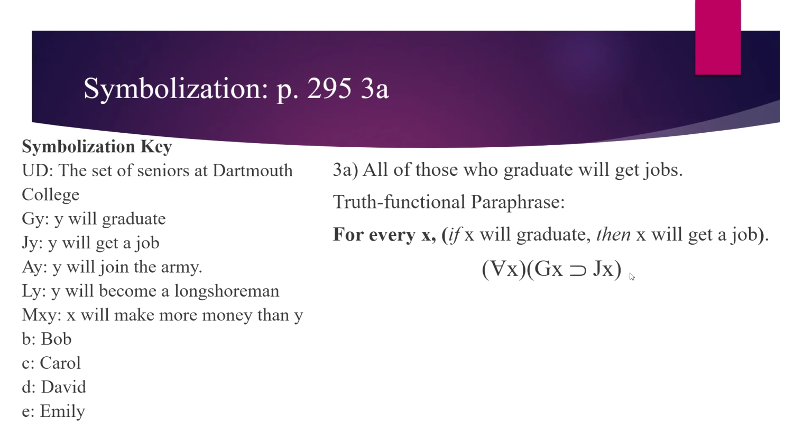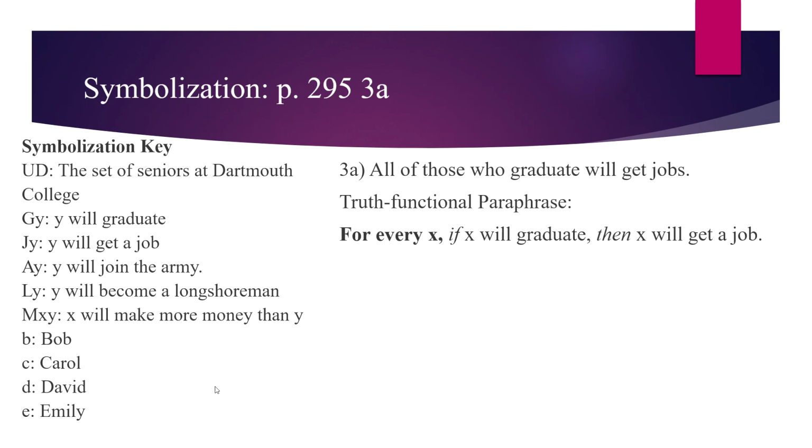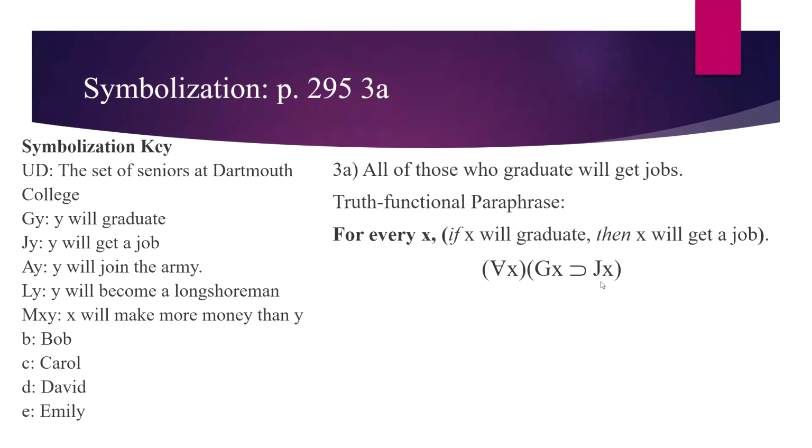And our symbolization looks like this, right? For every X, if X graduates, then X will get a job. And this makes it the case that for each individual thing we pick to look at, we ask, do they graduate? And then if so, it entails that consequent that they get a job.